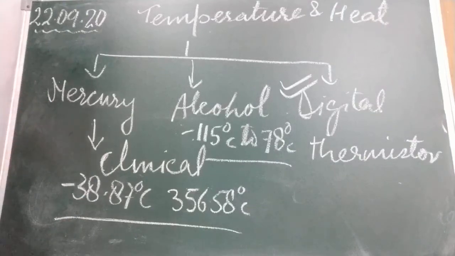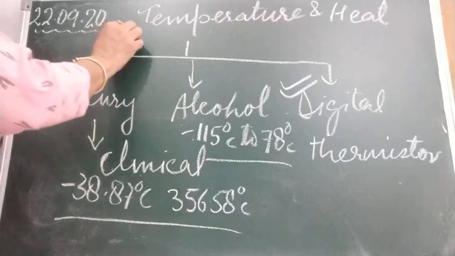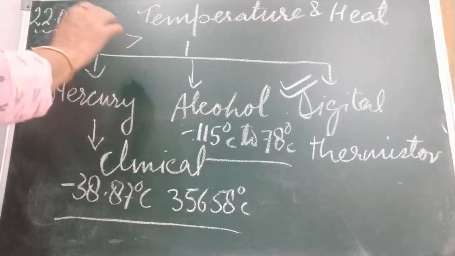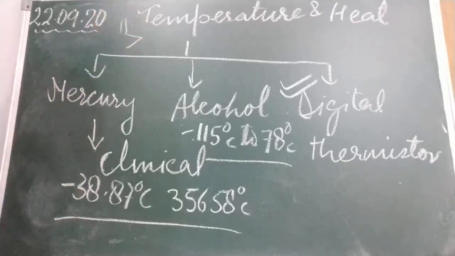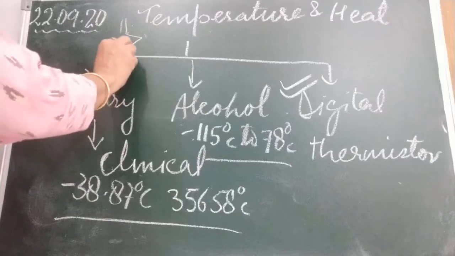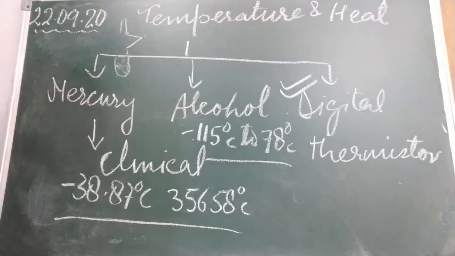First I am going to tell you about the two characteristic features of the mercury clinical thermometer. In the mercury clinical thermometer we have seen the constriction. Why is the constriction there? This kink has been made to ensure that the mercury in the thermometer does not contract, meaning it does not come back to the bulb. It remains there. When we take the thermometer out of our mouth, we can see the proper reading.